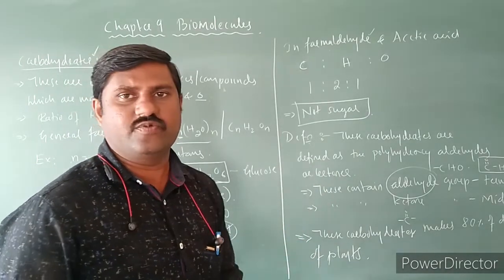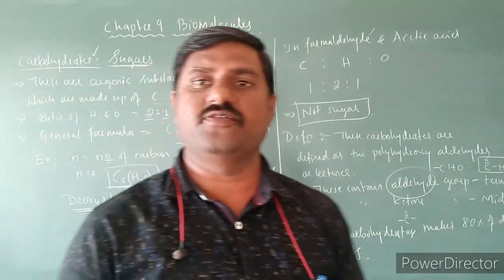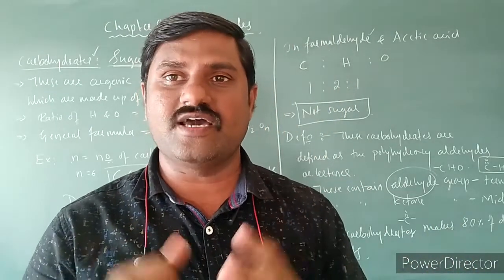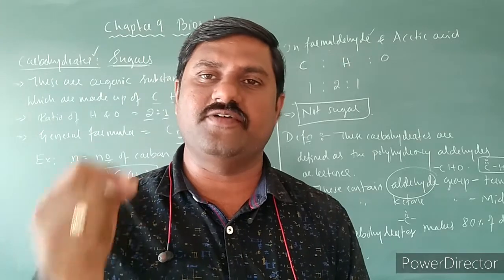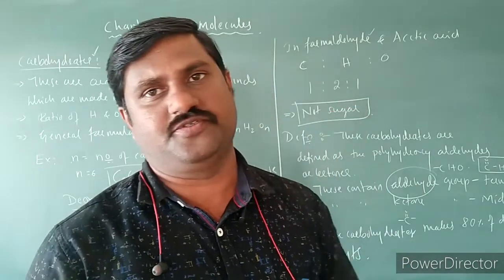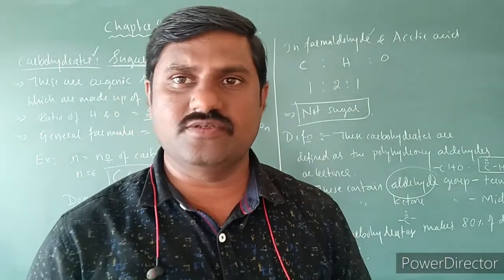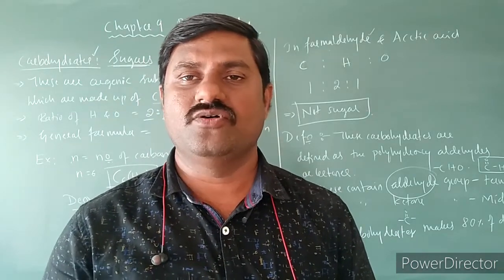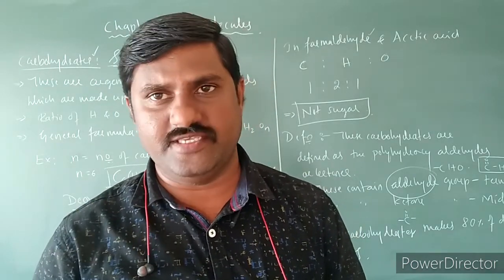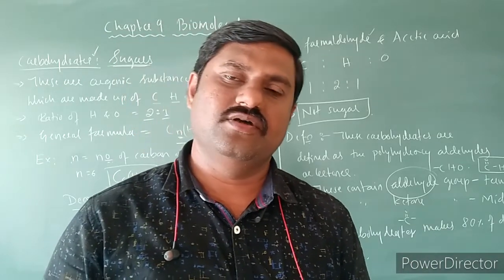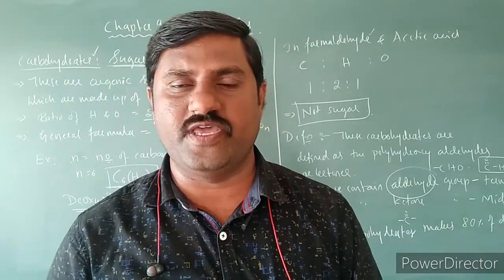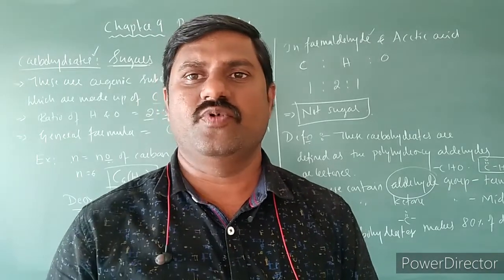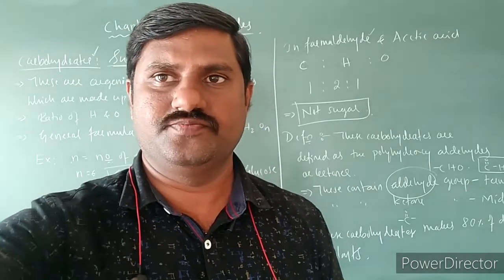These carbohydrates make up 80% of the total dry weight of the plant body. And these carbohydrates are classified into three major groups. So what are those three major groups? They are monosaccharides, oligosaccharides, and polysaccharides. So they are classified this way. What are monosaccharides, oligosaccharides as well as polysaccharides? Let us go through.